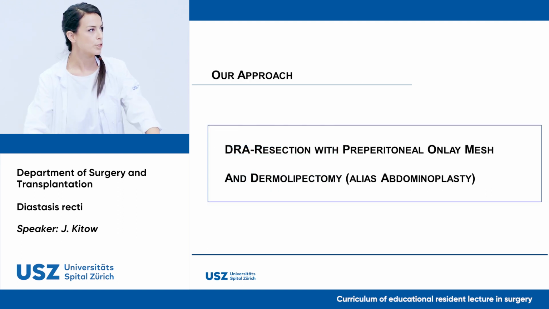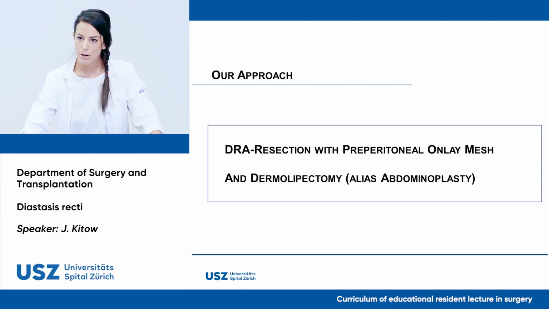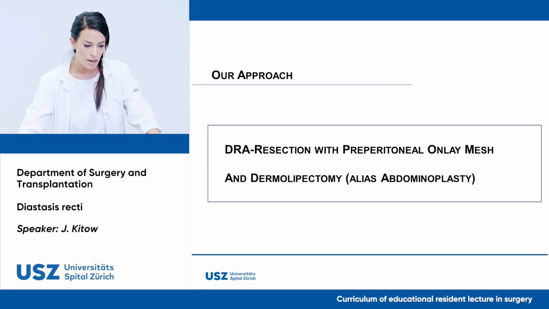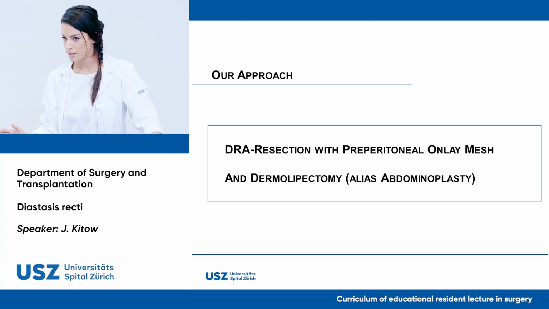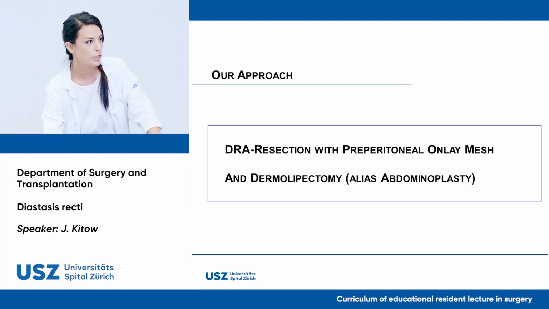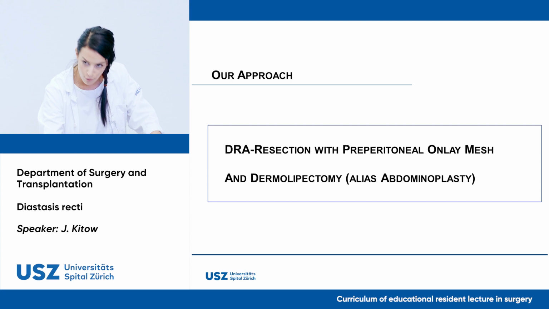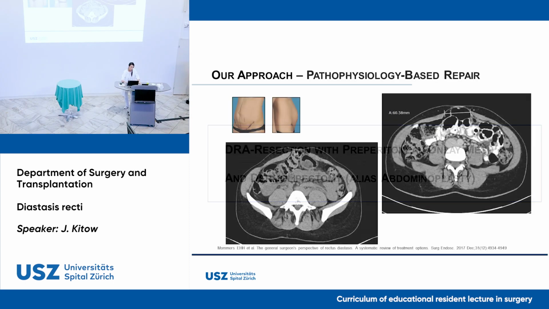So what is our approach here at the USZ? We go for a DRA resection with preperitoneal onlay mesh and dermolipectomy, also known as abdominoplasty. And we do it together with the plastic surgeons. Now I want to show you some pictures of surgeries we performed.